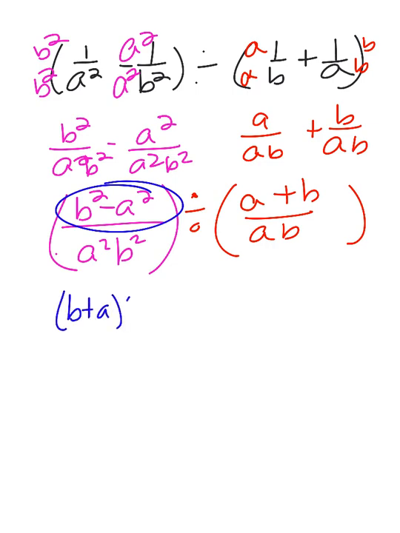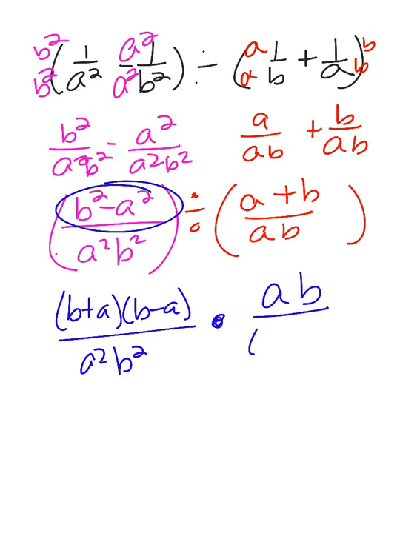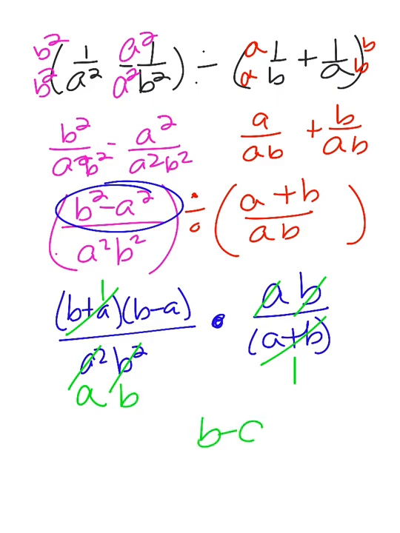So that's b plus a, b minus a, over a squared, b squared, times, flip the fraction, ab over a plus b. Now I can reduce b plus a and a plus b. They are the same exact thing. Addition is commutative. I can reduce one of these a's with one of these a's. So I'm left with a in the denominator. This b and one of these b's reduce. So I'm left with b in the denominator. So in the numerator, I have b minus a. In the denominator, I have ab.